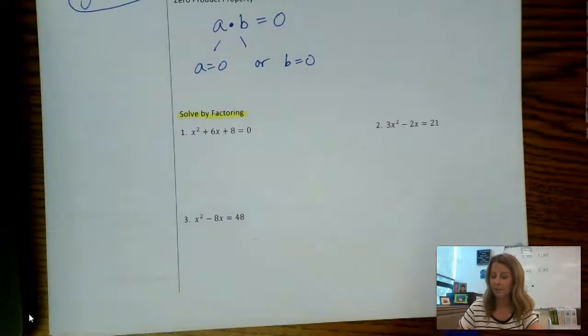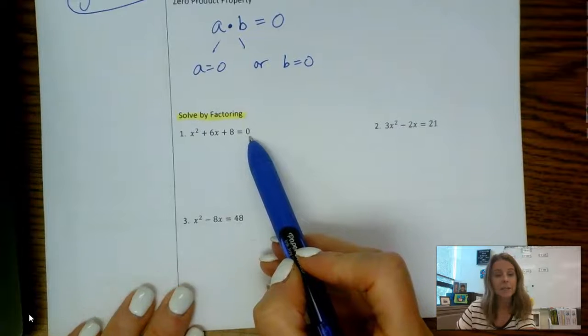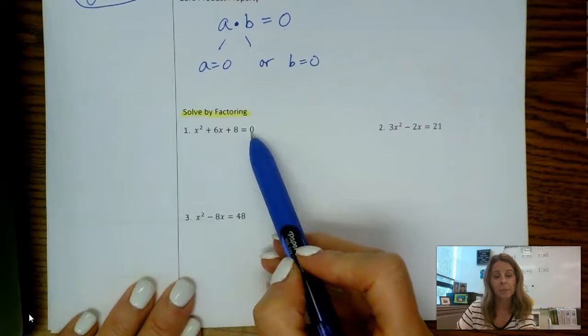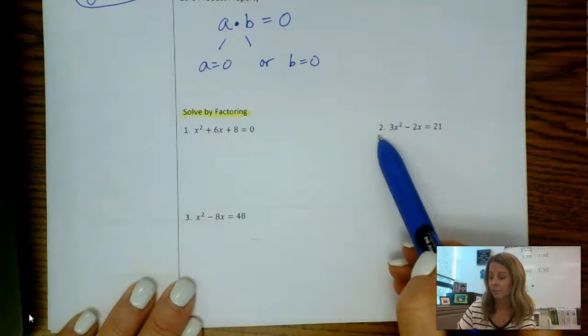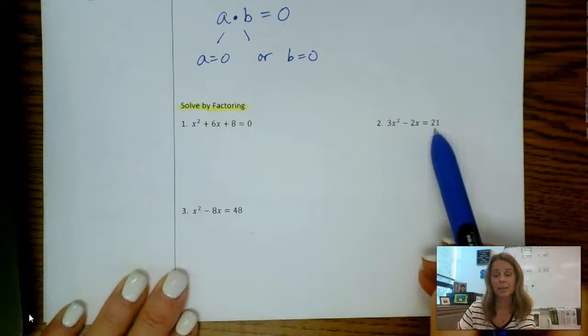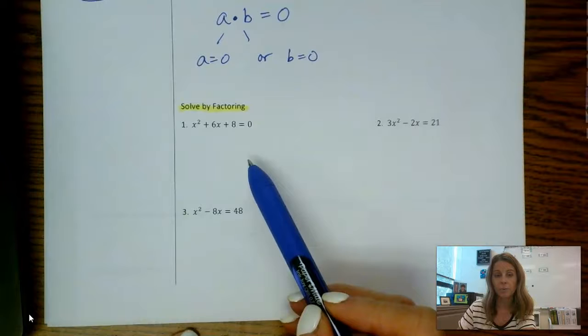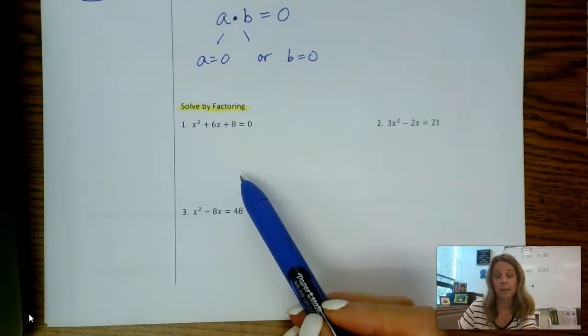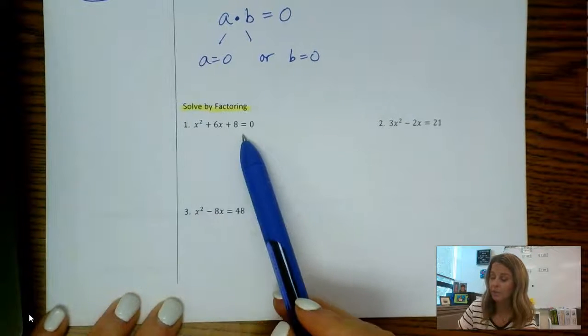All right, solve by factoring. One really important thing here: I must have the trinomial equal to 0 in order to factor. If you look ahead at number 2, it's equal to 21. I cannot factor until it's equal to 0, so I need to rearrange the problem to make that happen if necessary. So I'm in good shape here.